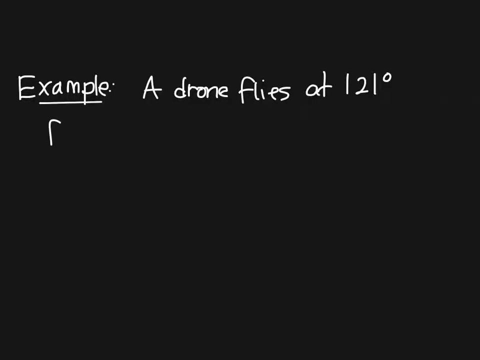All right, so let's say a drone flies at a bearing of 121 for 15 minutes at 12 miles per hour. How would you design a reference triangle for that particular situation?